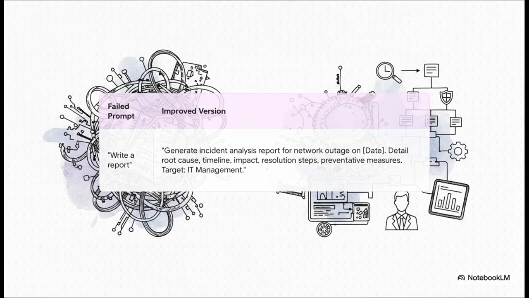And here's another great one. Write a report. Wow, could that be any more vague? A report on what? For who? But check out the improvement. It's got all the missing pieces. We know it's an incident analysis report for a specific network outage. We've even laid out the table of contents for it. Root cause, timeline, impact, all that good stuff. And the secret sauce? The target audience is IT management. That one little detail tells the AI everything about the tone and focus it needs to take.